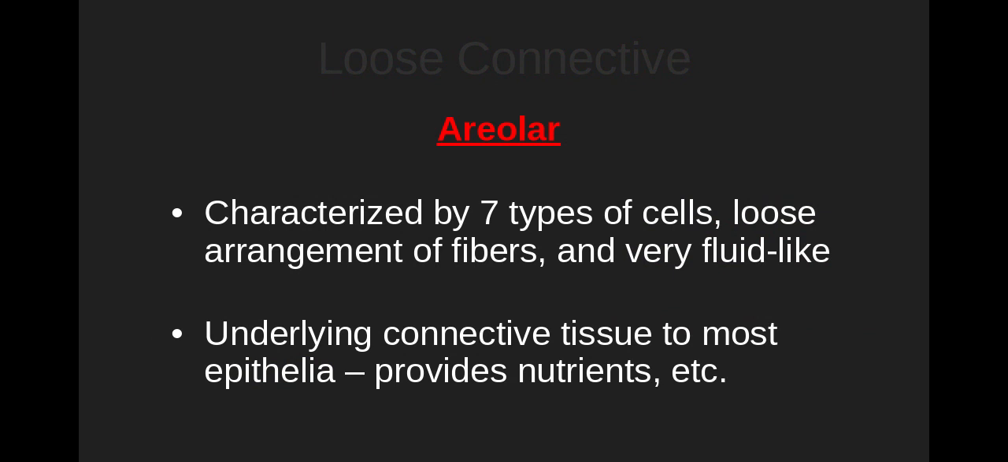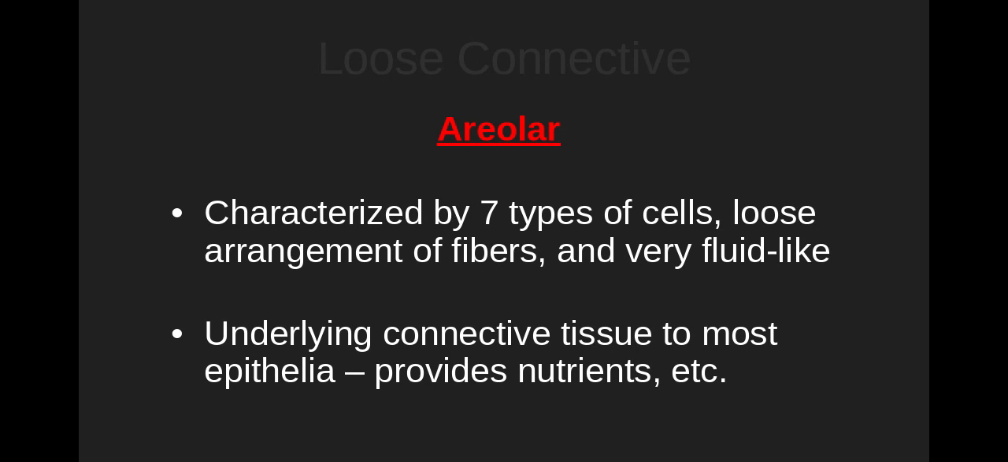So the first type of loose connective tissue is areolar. It's characterized by several types of cells. It has a loose arrangement of fibers, and it's very fluid-like. It underlies the connective tissue for most epithelia. Remember, we talked about the fact that epithelial cells do not have a direct blood supply. So it's the loose connective tissue, the areolar, underneath that has the blood supply so that it can provide nutrients to the epithelia that lie above it.